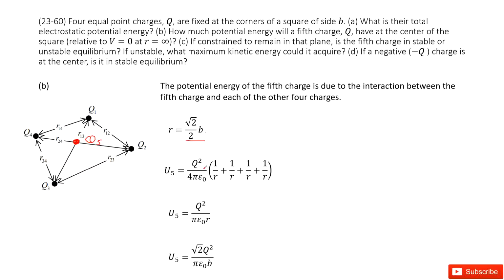Now we can write the electrical energy there. It is the charges, so Q squared divided by 4 pi epsilon naught times 1 over R, right? We have four different terms. This is Q1 and Q5, so this is the first distance. The second, Q2 to Q5, another 1 over R. And Q3 with Q5, another 1 over R. And Q4 with Q5, another 1 over R. Then simplified, inputting R inside, you get the answer there.